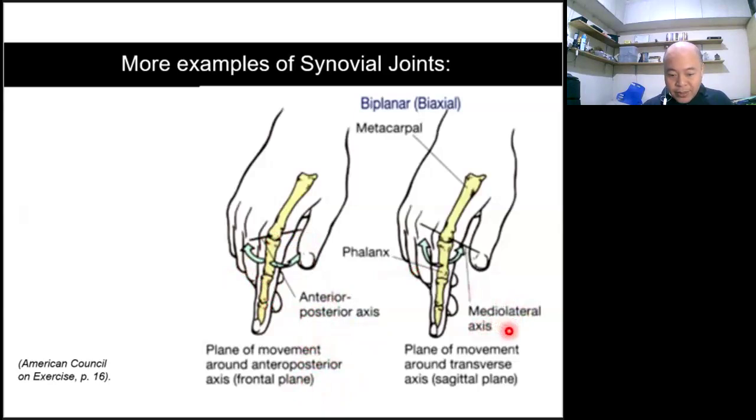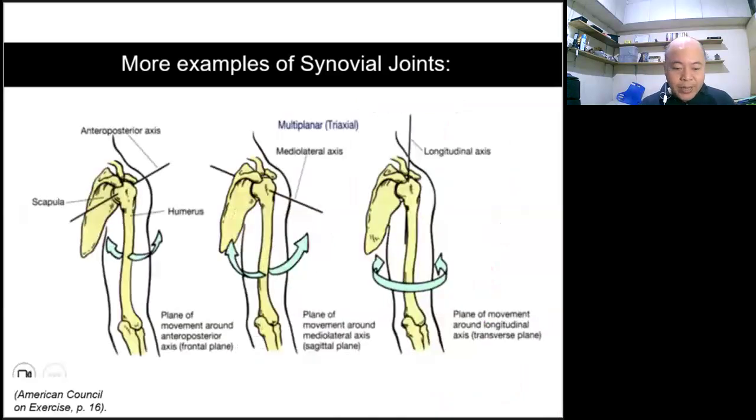Now, here on the right side, we have the mediolateral axis, or the axis that strikes through from side to side. And because of that axis, you're moving on the sagittal plane. Okay. So this is an example of a biplanar joint. And we have the shoulder joint, a ball and socket joint, which is multiplanar. So we have here the three planes where the shoulder joint moves along.